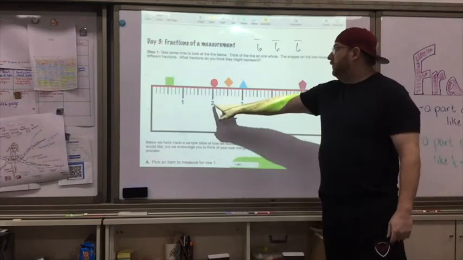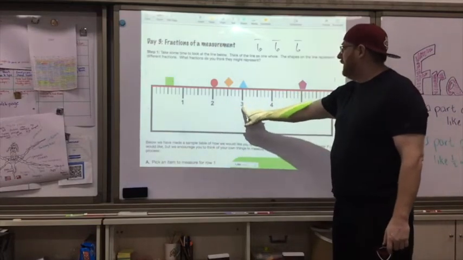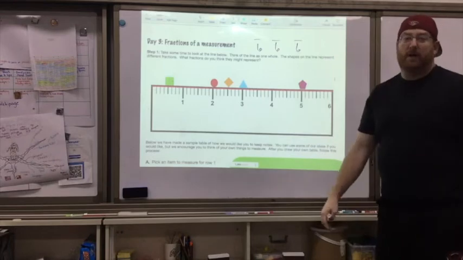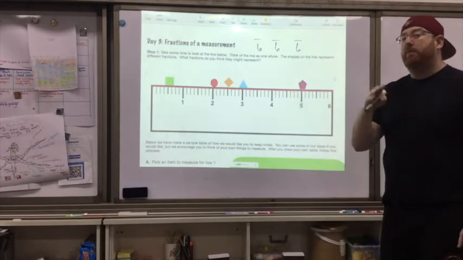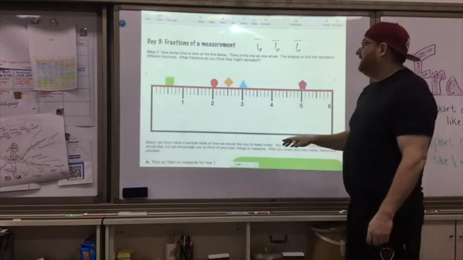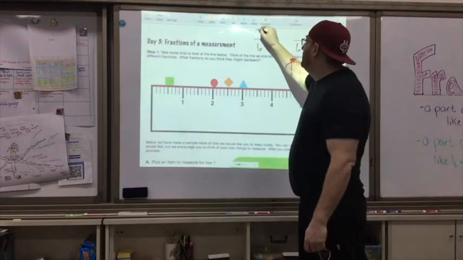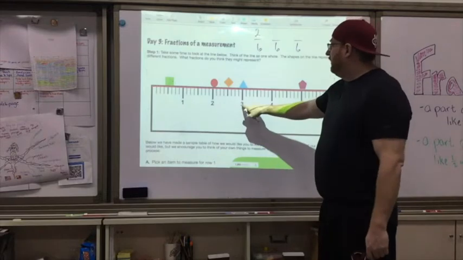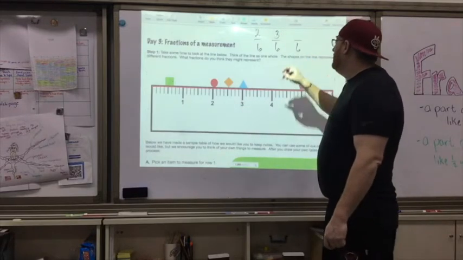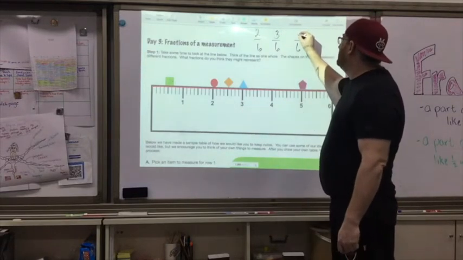If you look, the red circle, the blue triangle, and the purple pentagon all fall right on a mark with those lines. So these guys are really easy to figure out. This guy is 2/6. This guy is 3 out of 6. And this guy is 5 out of 6.